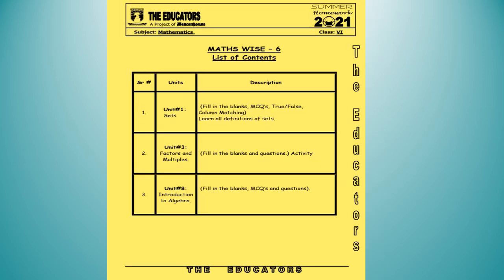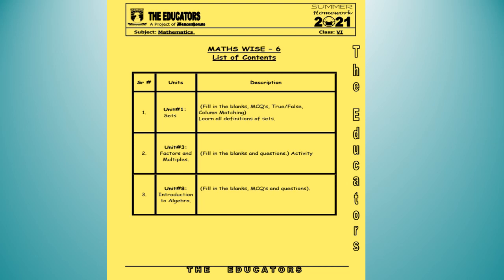Now, dear students, we will see our mathematics portion in which we have 3 chapters, which are unit number 1, sets, unit number 3, factors and multiples, unit number 8, introduction to algebra. In unit number 1, sets, you have to solve fill in the blanks, MCQs, true and false, column matching, and after that, dear students, you have to learn all the definition of sets.